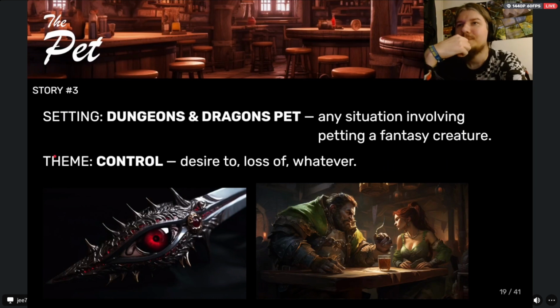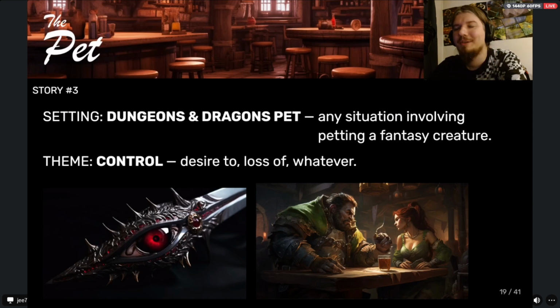Next. Then story number 3 was the bet. So the setting was a Dungeons and Dragons bet, some kind of a situation involving betting a fantasy creature, and the theme was control. So this can be, of course, interpreted in different ways. And I was thinking, so what is this? What could I have like a Dungeons and Dragons pet?